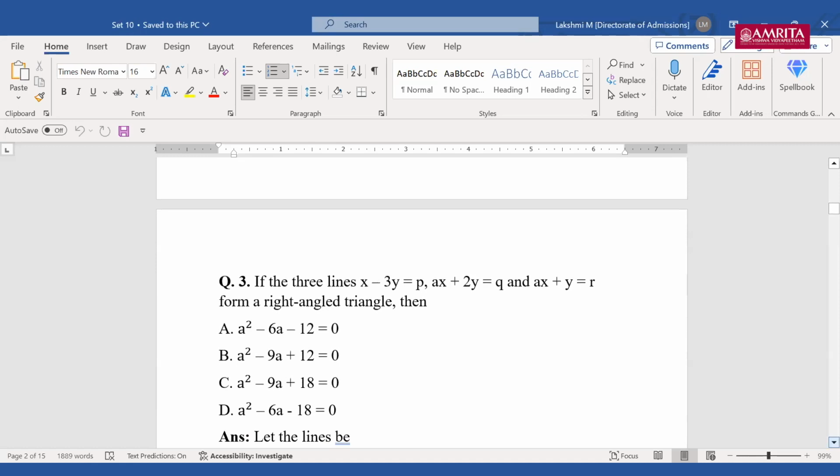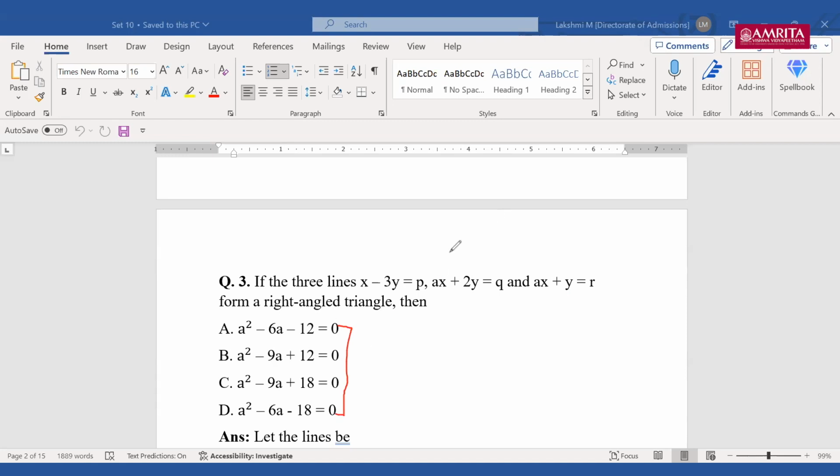Now this is also another question which comes of the same type. Given that there are three lines, x minus 3y is equal to p, ax plus 2y equal to q, ax plus y equal to r. What is actually given is that they form a right angled triangle. So in my question, there are three lines. If they form a right angle triangle, then which of these conditions will be satisfied, or which equation will be satisfied?